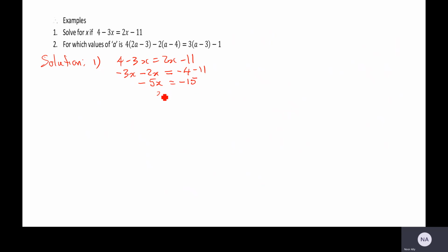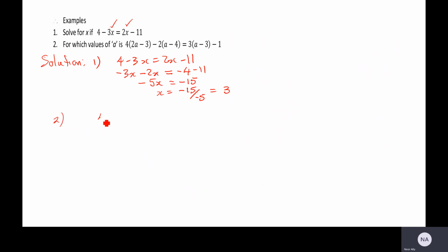Then you can divide both sides by -5. -15 over -5 gives you the answer x equal to 3. You can substitute into the original equation. 3 times 3 is 9, 4 minus 9, that gives you -5. 2 times 3 is 6, 6 minus 11 satisfies the original equation.